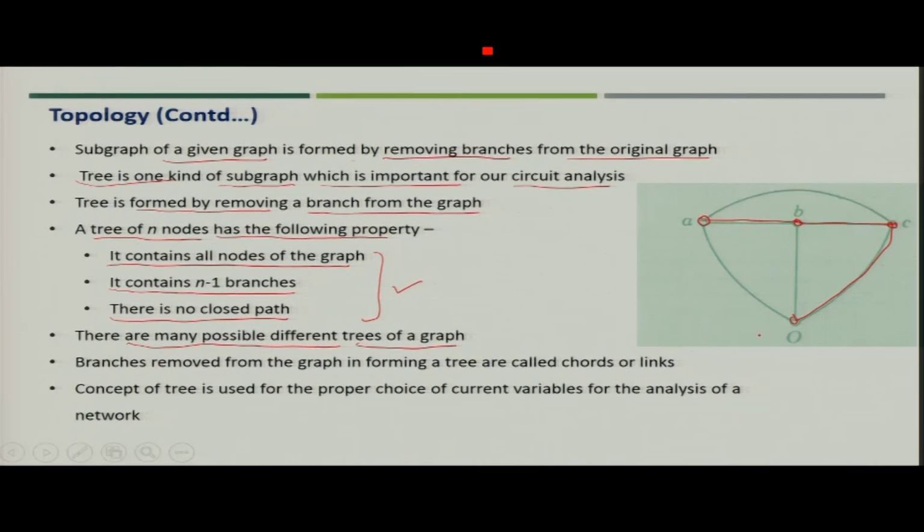Now, the branches of the graph not in the tree are called chords or links. So, if you remove this particular branch, then you get one tree. So, this is called a chord. The concept of a tree is used where we have to carry out the proper choice of current variables for the analysis of the network. So, this is very important when you have to choose the current variables for circuit analysis properly.